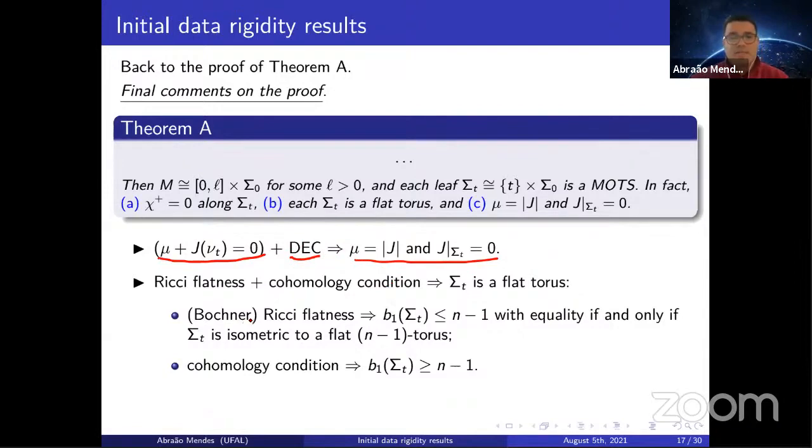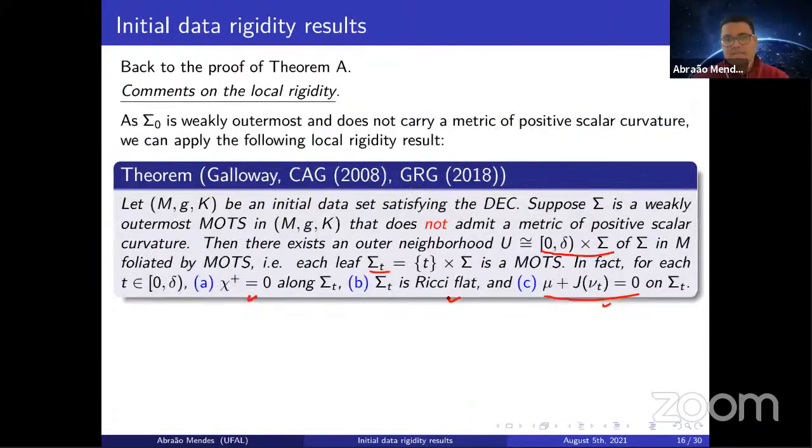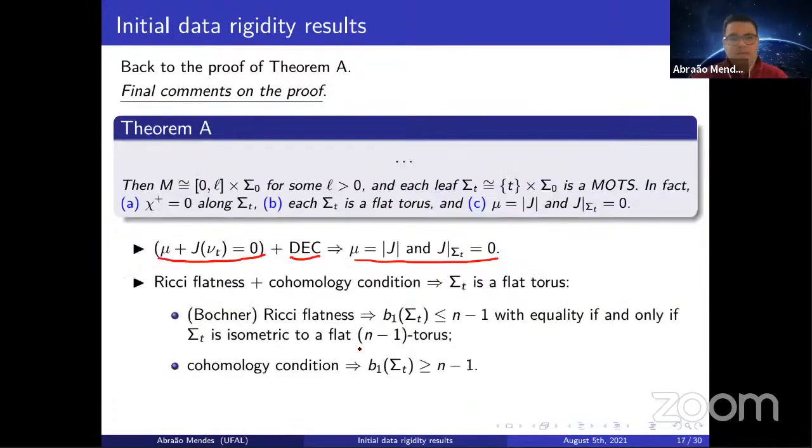And also because we know that sigma t is Ricci flat by a classical result due to Bochner, we know that the first Betti number of sigma t is less than or equal to the dimension of the manifold, with equality if and only if sigma t is isometric to a flat n-1 torus. But our cohomology condition implies that the first Betti number is not less than n-1, the dimension. So then we are done. We have a flat torus.